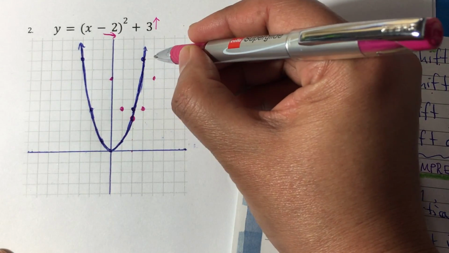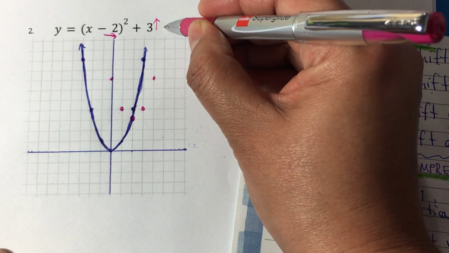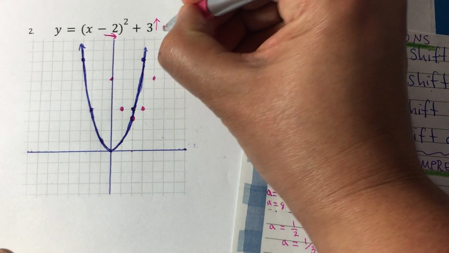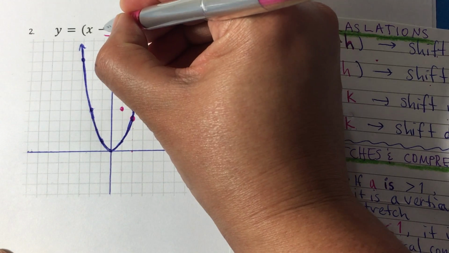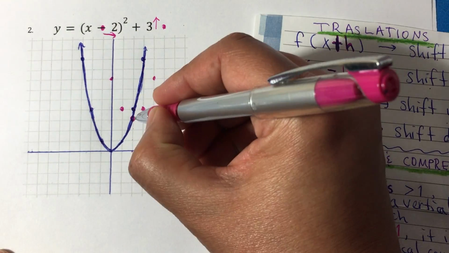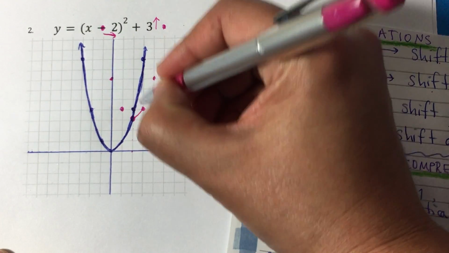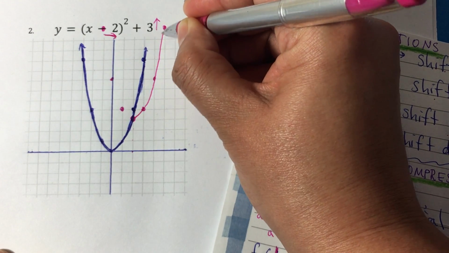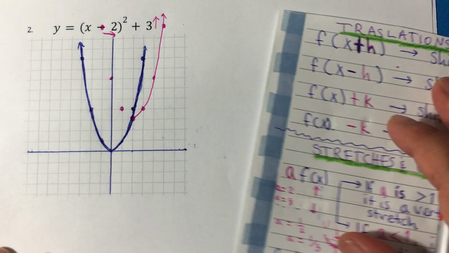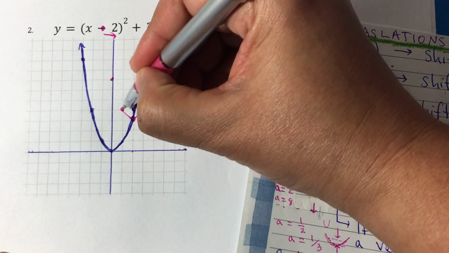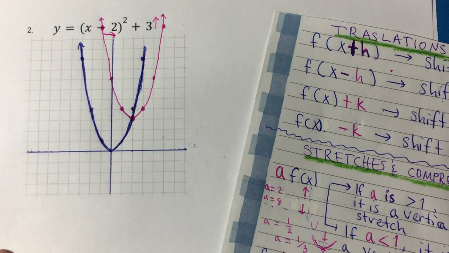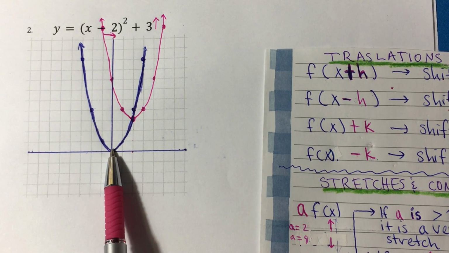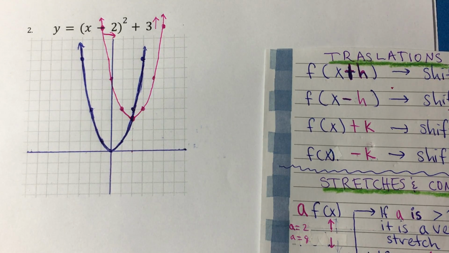And the last point, 1, 2, 1, 2, 3. And this one is 1, 2, 1, 2, 3, somewhere about there. And now we can create our new graph, our transformed graph. And there you have it. So this is my mother graph, and this will be the new graph.